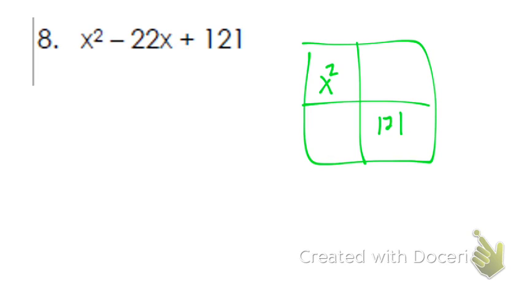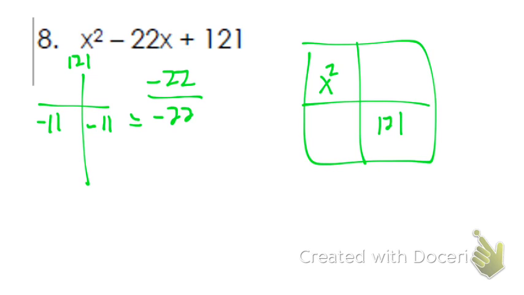And so when I'm doing my a times c to get to 121, I know that negative 11 times negative 11 multiplies to positive 121. And also adds to negative 22 because our middle term, our b term, is negative 22. So this is what I would write in my remaining square. So this would be a negative 11x, and this would be negative 11x. I'll color code those. Negative 11x, negative 11x.